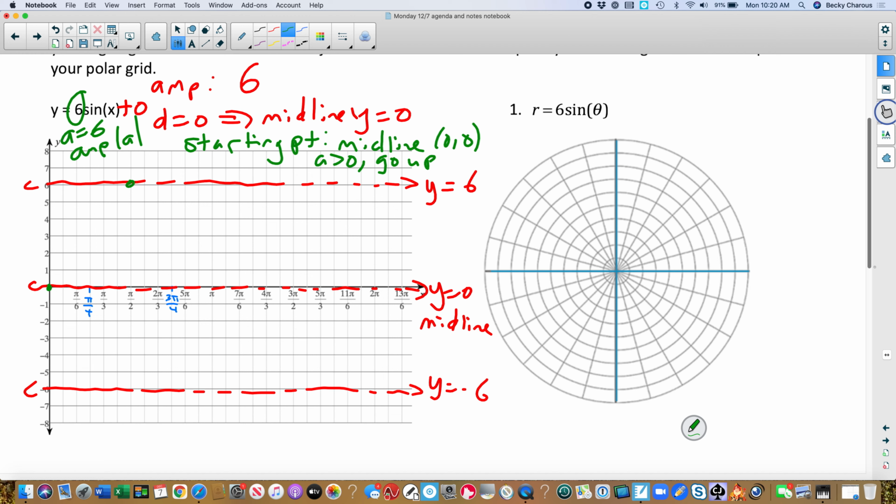Okay, so the next key point is going to be at pi. So we're going to have pi, 0, and then 3 pi over 2, negative 6, and then 2 pi, 0. Okay? And then if we want to sketch this, we're going to make a nice graph.